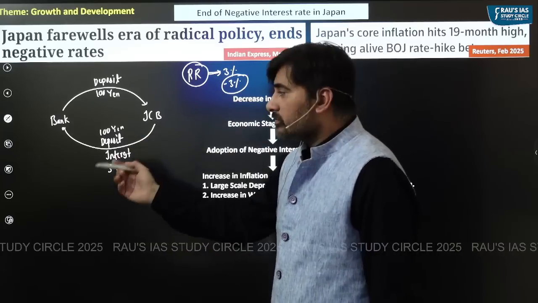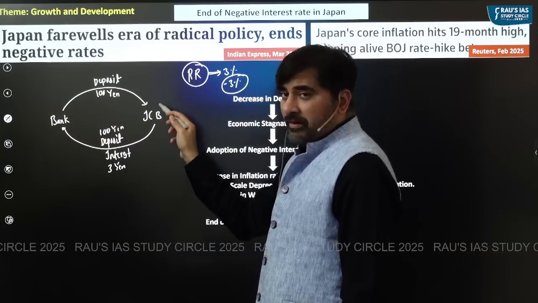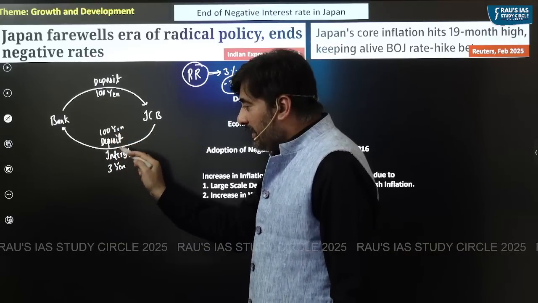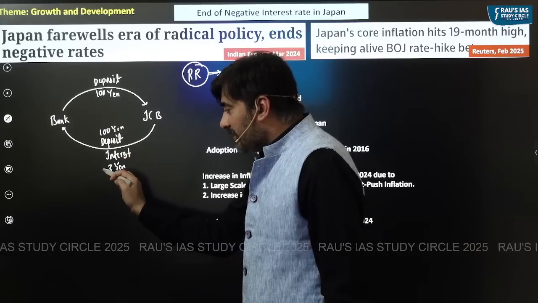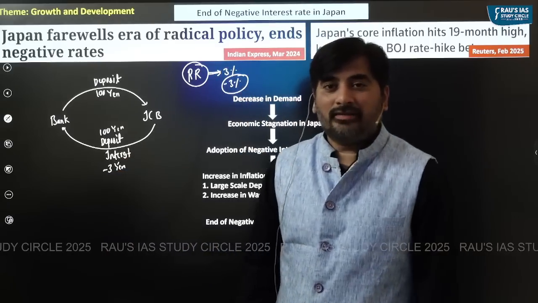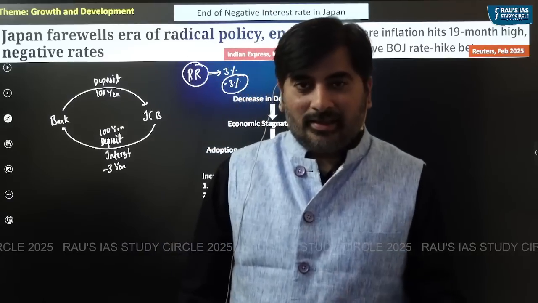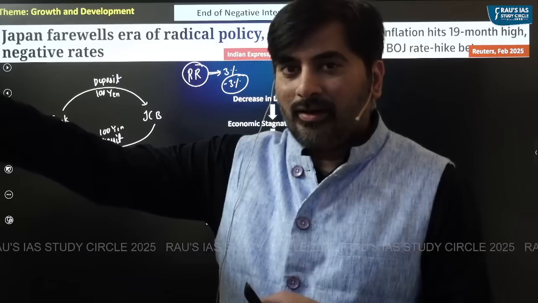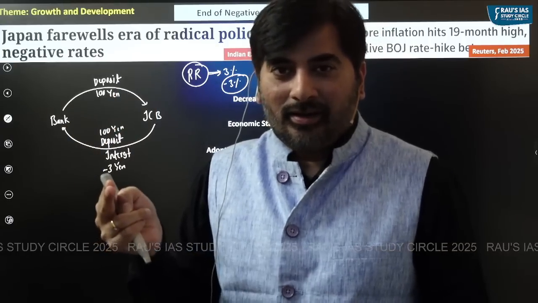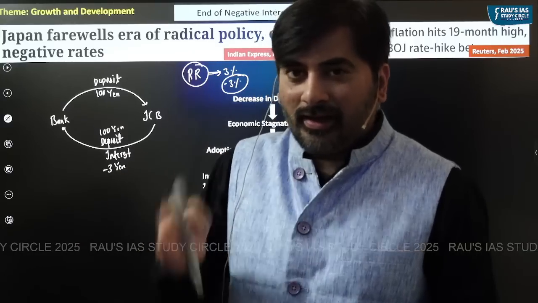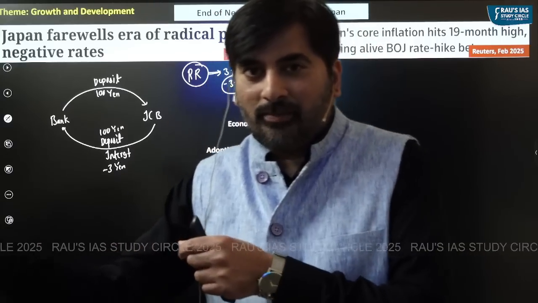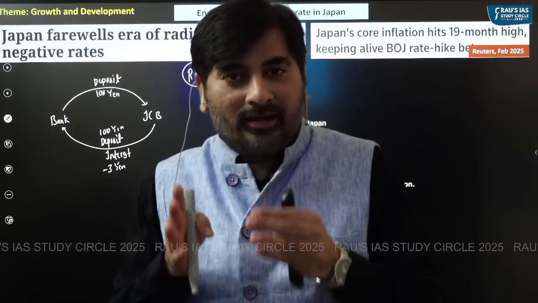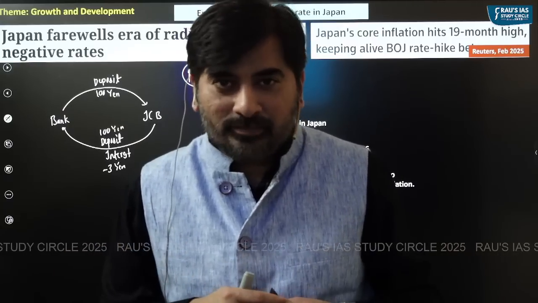Come back to this. The bank will deposit 100 yen with the Japan central bank. The Japanese central bank will pay back the deposit of 100 yen and it will pay an interest of not plus 3, no? It will pay an interest of minus 3. Minus 3 means how much money is the Japan central bank giving to the commercial bank? 97 yen. So the Japanese central bank is cutting the money if a commercial bank is depositing some money with it. That is what is called the negative interest rate policy.